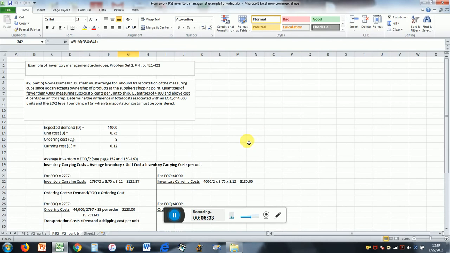I'll read it. Now, assume Mr. Busfield must arrange for inbound transportation of the measuring cup, since Hogan accepts ownership of the products at the supplier's shipping point. Quantities of fewer than 4,000 measuring cups cost 5 cents per unit to ship. Quantities of 4,000 and above cost 4 cents per unit to ship. Determine the differences in total costs associated with an EOQ of 4,000 units and the EOQ level found in Part A when transportation costs must be considered.